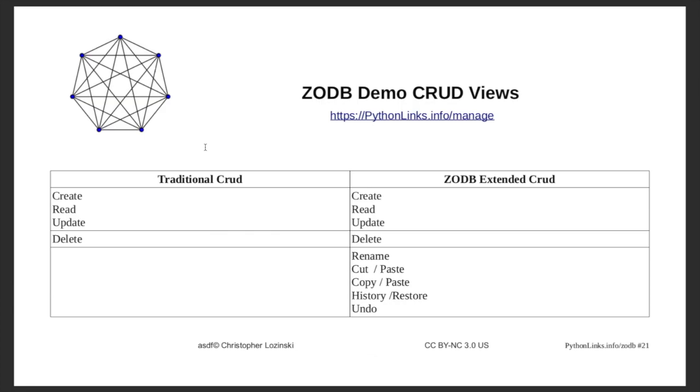In a traditional relational database, you have create, read, update, and delete. In the Zope world, you also have rename, because you can rename where somebody is, what the URL is, the path to get to it. Cut and paste an object or a branch of the tree. Copy and paste an object or a branch of the tree. History, restore, and undo. Let's take a look at that.